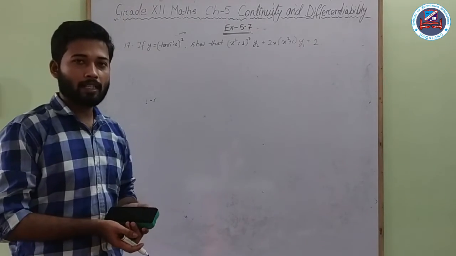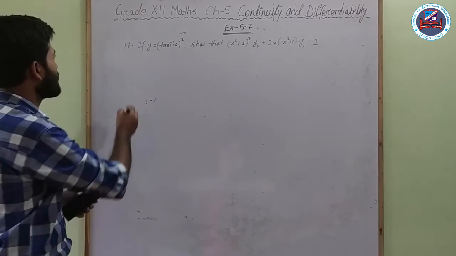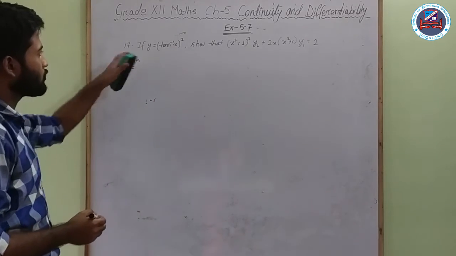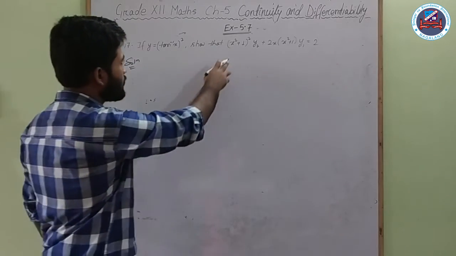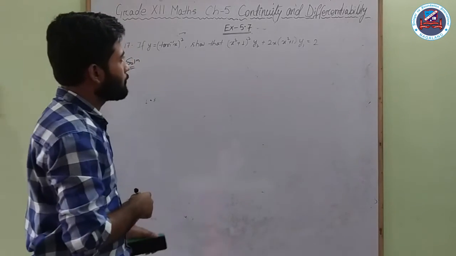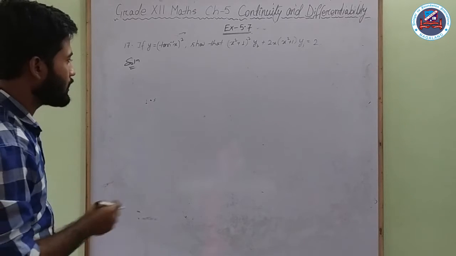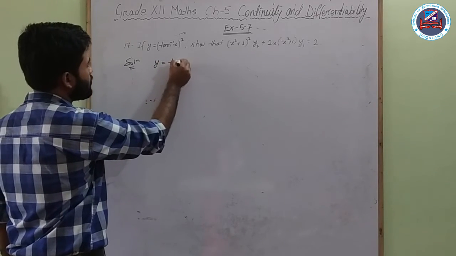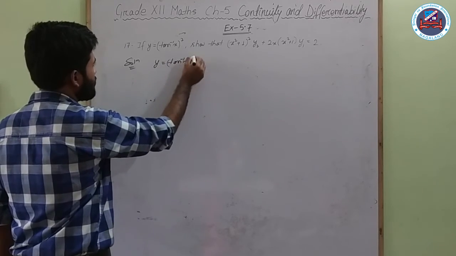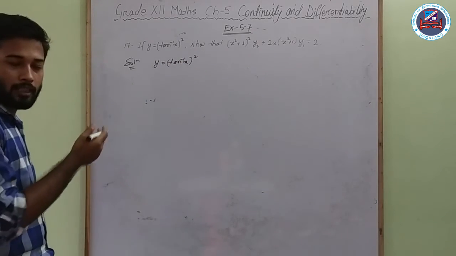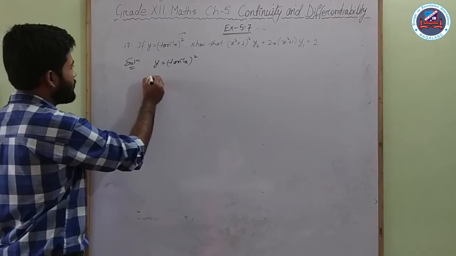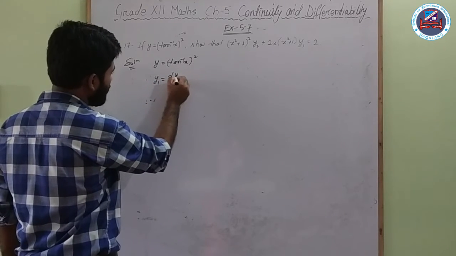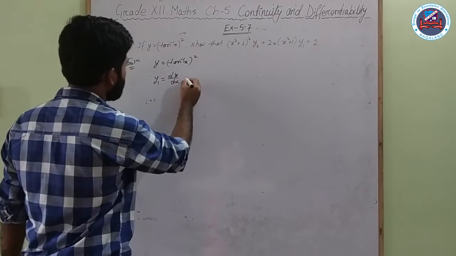So now let us say question number 17. Here it is given y is equal to tan inverse x whole square. Show that x squared plus 1 whole squared y2 plus twice x squared plus 1 y1 is equal to 2. So here y is equal to tan inverse of x whole square. Now we need to take the first derivative of that. So that will be equal to y1. y1 means dy by dx.